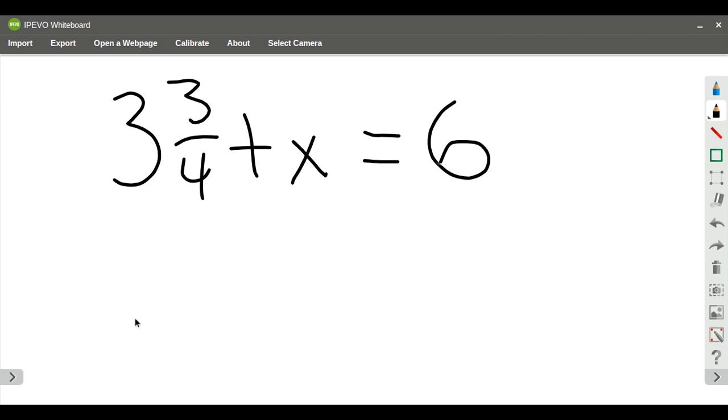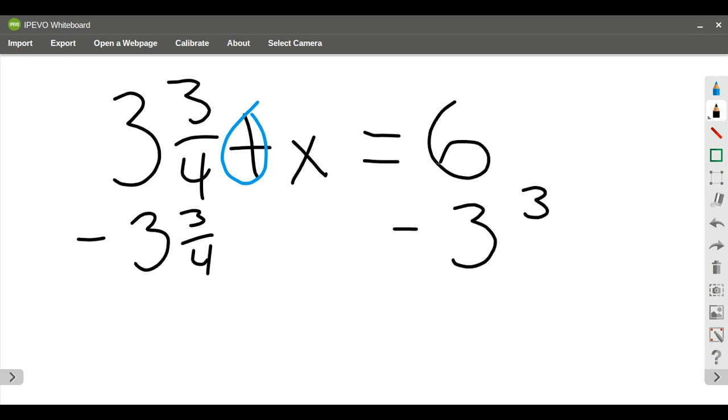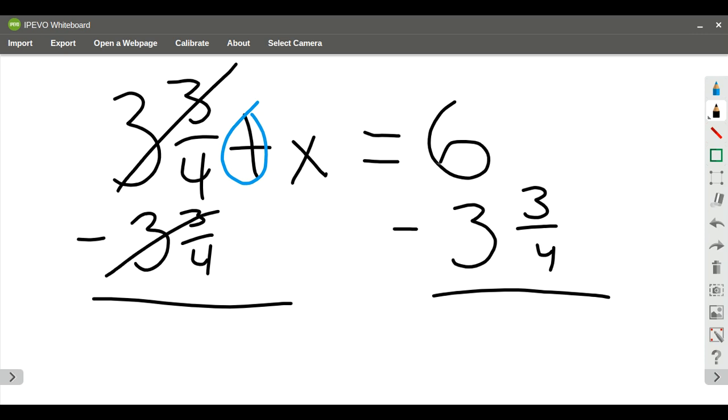If you remember, when we are adding and subtracting fractions, we are going to need to use like denominators. The first thing I'm going to do is use my inverse operation. Because I added here, I'm going to subtract 3 and 3/4 from both sides. Now remember, part of my expectation is that I see your work showing me the step that you took, showing me that inverse operation. When I do that, 3 and 3/4 cancel each other out, and I'm left with x equals. Now I'm going to solve by subtracting 3 and 3/4 from 6.